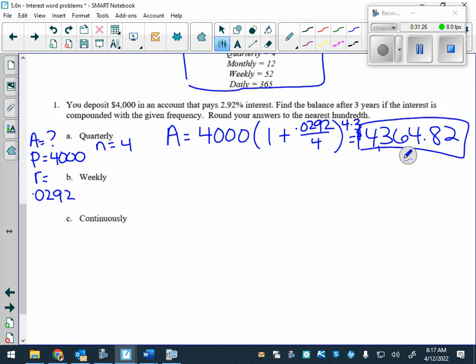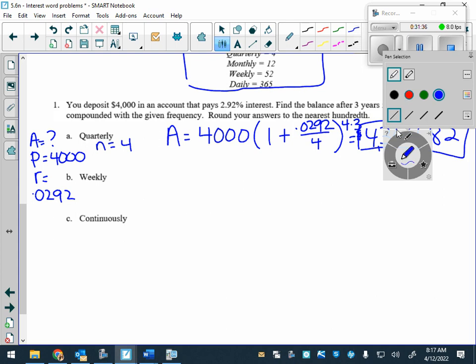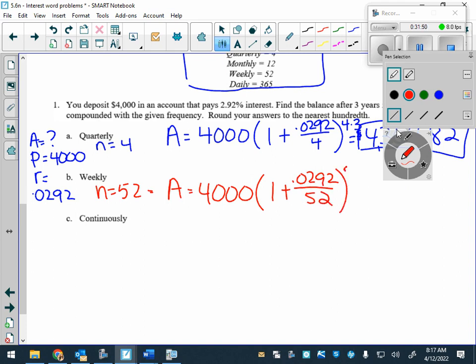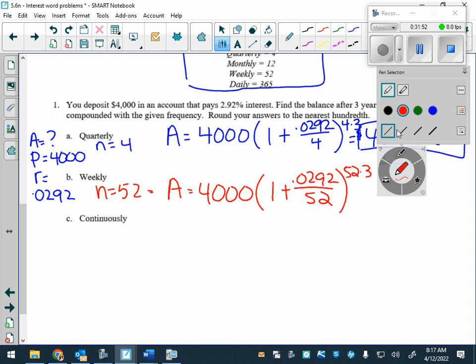Okay. So, for weekly, what's going to change about our formula? Yeah, Tyler. Good. N will be 52. So we have A equals 4,000, 1 plus 0.0292 over 52, and 52 times 3.